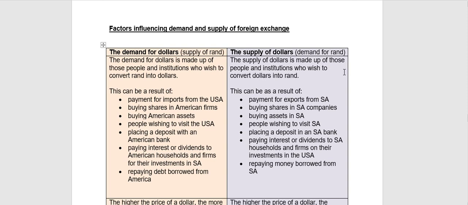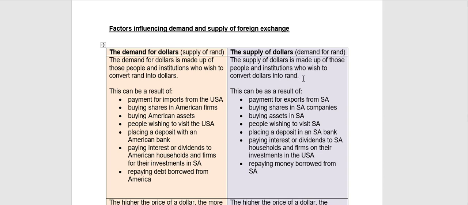Now what happens if there is a supply of dollars? At the same time, there will be a demand for rand. Remember, a supply of one currency automatically means that there will be a demand for another currency. So when there's a supply of dollars from a South African perspective, that means that America is busy selling their dollars in order to buy rand. Supply means selling, demand means buying. So the Americans are busy buying rand, and in order to do so, they will be selling their dollars. So the supply of dollars will create a demand for rand.